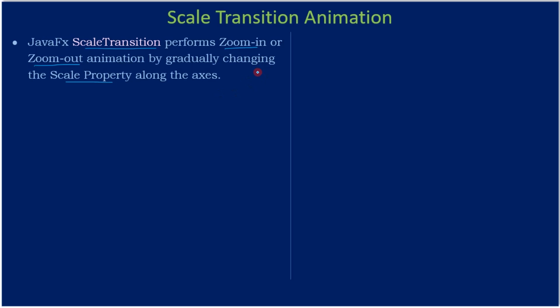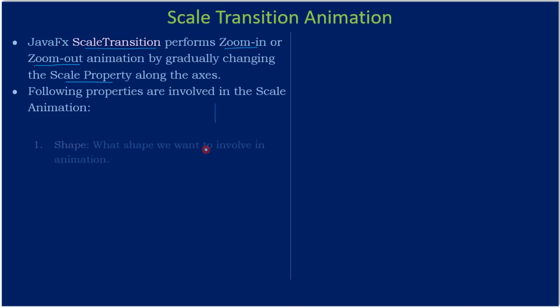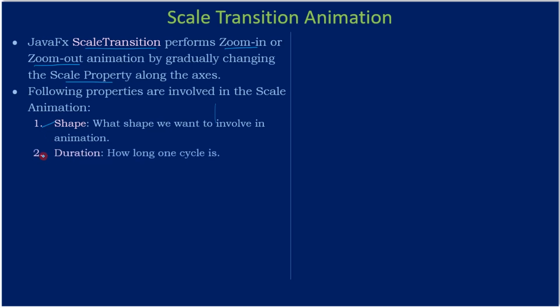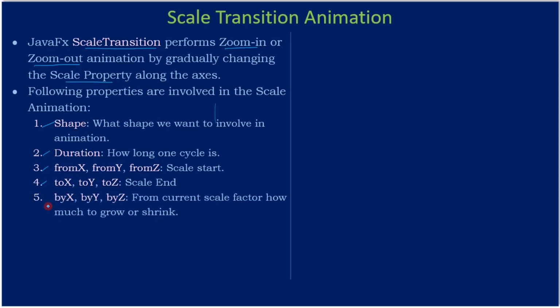Zoom in and zoom out means the object will grow bigger or shrink smaller on a specified axis. Following properties are involved in scale animation. They are shape, as we already know, then duration, fromX, fromY, and fromZ. This will tell the scale start. Then toX, toY, toZ, scale end. So almost equivalent to translate transition, right? Then byX, byY, byZ: from the current scale factor, how much to grow or shrink.